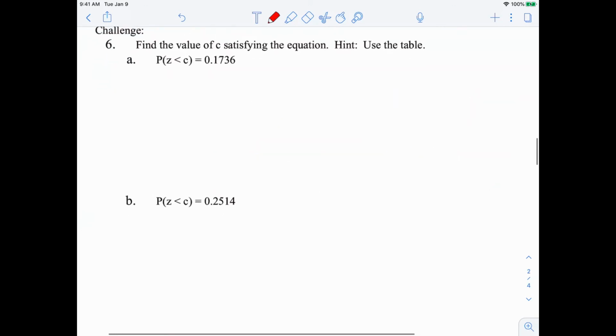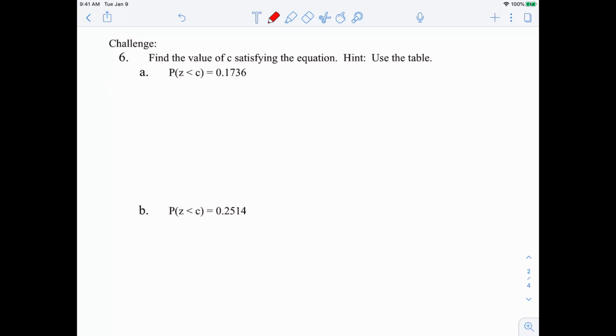Okay, lastly, I want to look at the challenge problem. I'm actually only going to do part A and then see if you guys can't figure out part B on your own. So this is slightly different. Instead of giving us the z-score, they give us a probability, and they're asking us to figure out what that z-score is. The hint says use the table, and I'm going to show us how to do that with part A. For number 6 in part A, I'm looking for the probability that Z is less than C, and I want to figure out what C is.